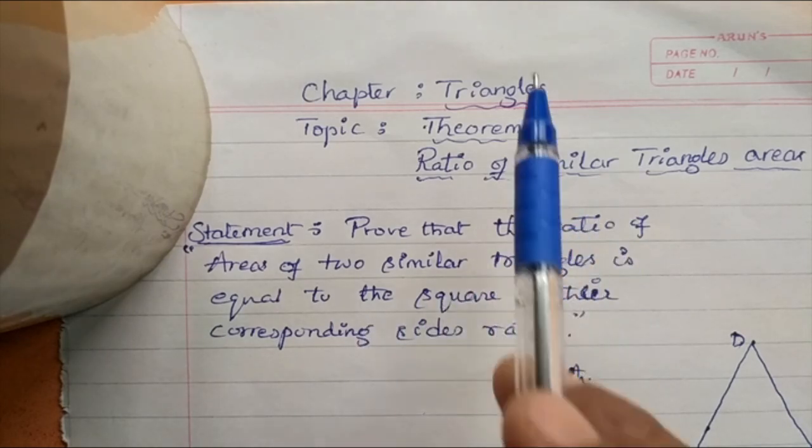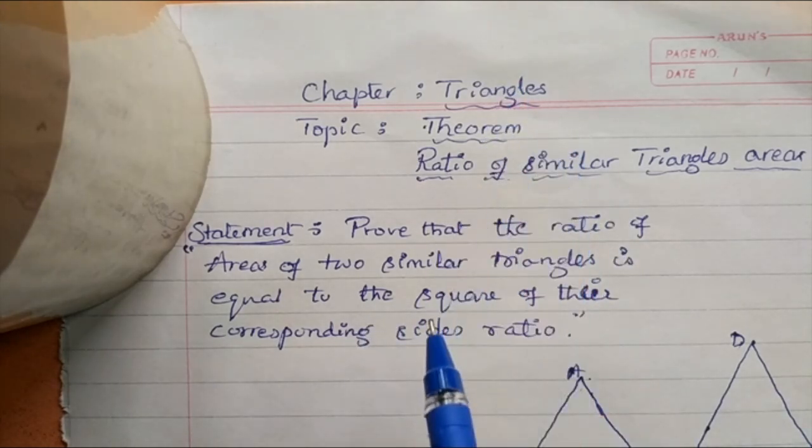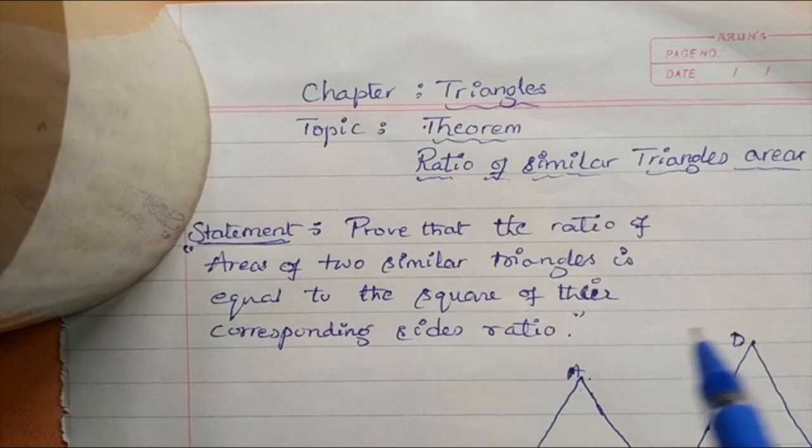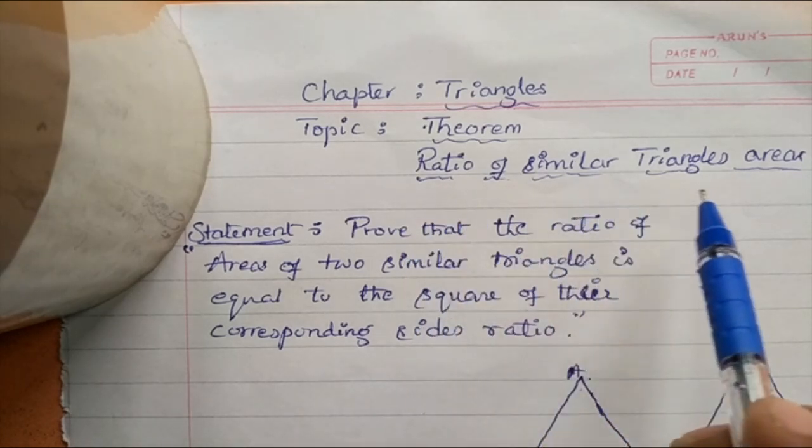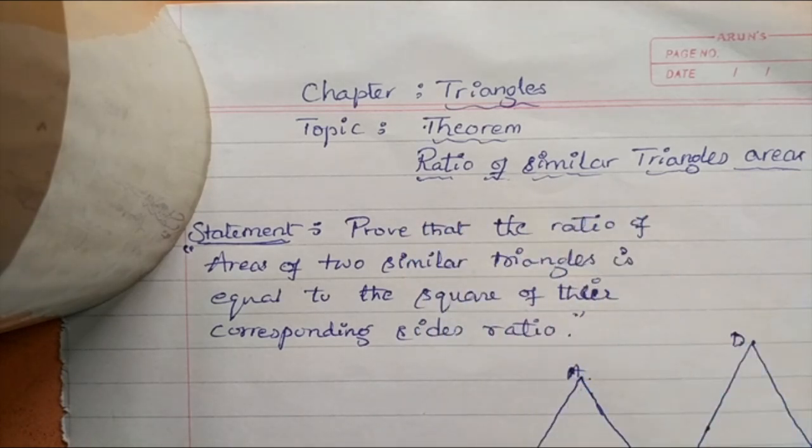So already one theorem from the same chapter, triangles, has been taught, that is BPT or Thales theorem. This is the next theorem, the ratio of areas of two similar triangles. This is also very important from your exam point of view. After the BPT, this is the second theorem I am teaching today.